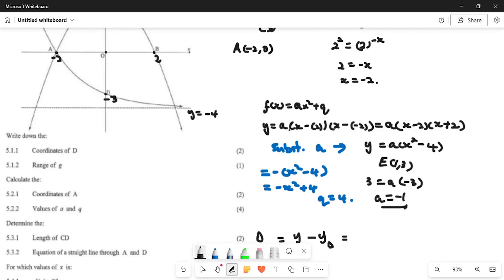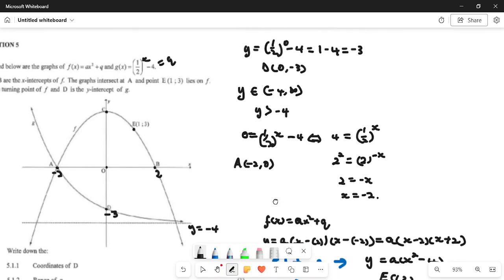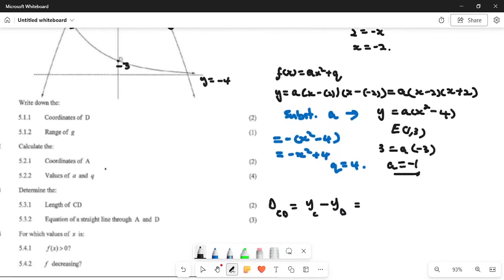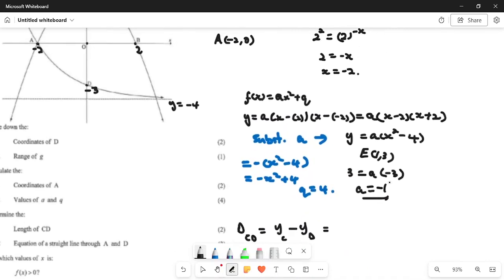Do we have the coordinates of C? Okay, we don't have them, but we can. This is just 2 marks, right? So our y coordinate at C is just the y-intercept, the value y is equal to 4. You just say x is equal to 0, and then you'll have a -1 times a -4, and you'll get 4. So y at C is 4 minus our y at D, that's a -3. This is just 4 plus 3, which means our distance CD is 7 units.